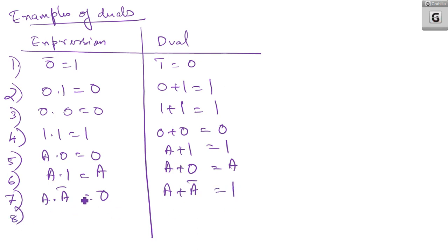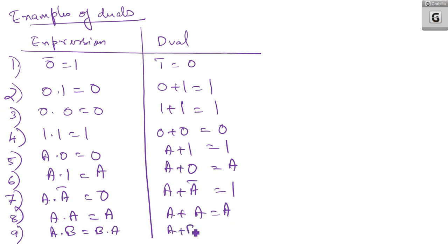Eighth one is a dot a. If it is a dot a, it is a itself. Similarly, here what will we get? A or a. If it is a or a, it will remain as a itself. Ninth one, if a dot b is equal to b dot a, then we can write a or b is same as b or a. So some more duals.